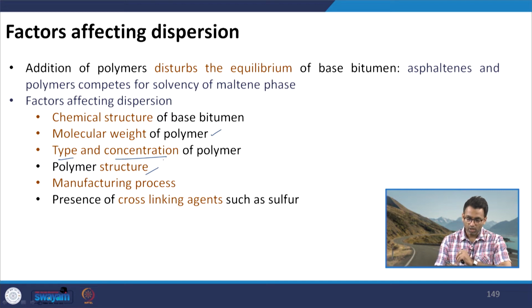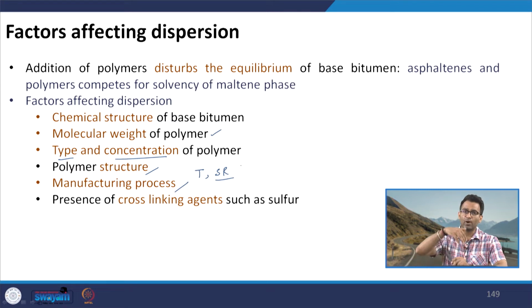Manufacturing process. Now, this is also very important: at what temperature are we adding the modifier to the bitumen? Temperature is one of the most important components to achieve or dictate the dispersion of the polymer inside the bitumen structure. In addition to temperature, another very critical aspect is the shear rate, how fast we are mixing the polymers with the bitumen phase.